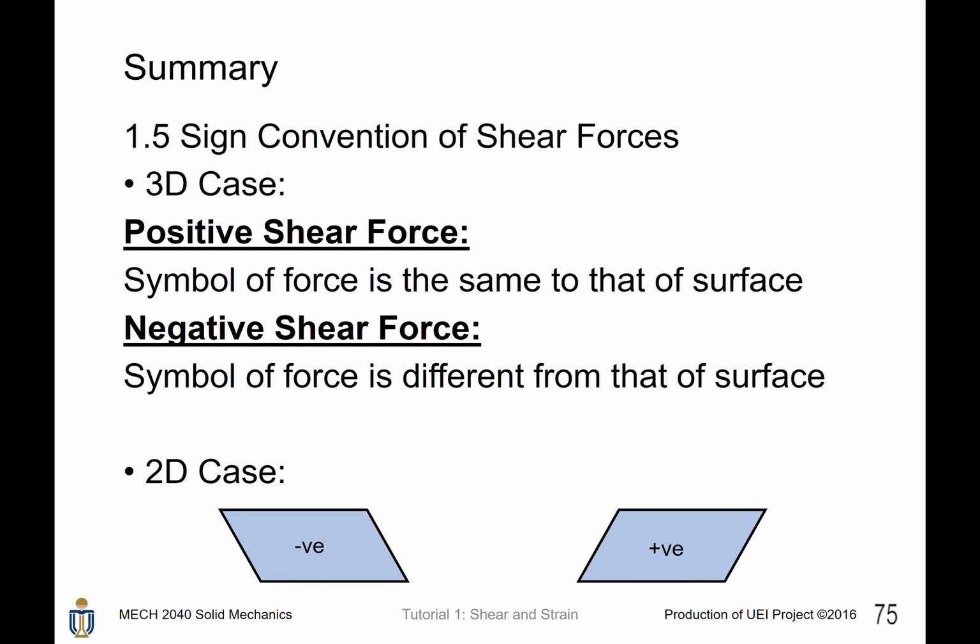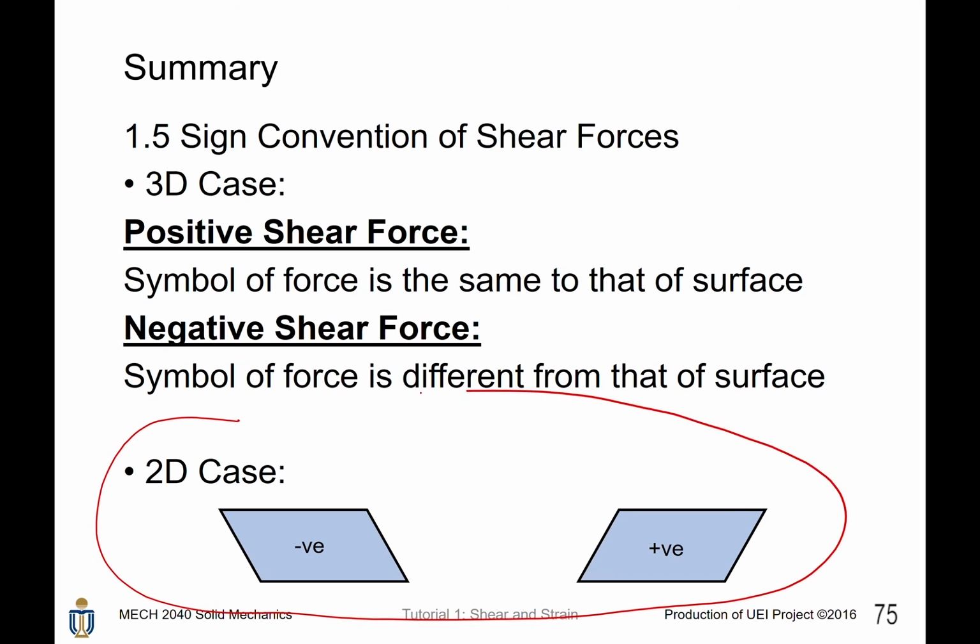Besides, we also discussed in detail about the sign convention of shear forces. In short, if the sign of force is the same as that of surface, it means that the shear force is positive. In another word, if the sign of force is different from that of surface, then the shear force is negative. And those two are the 2D case of sign convention of the shear strain. For the negative shear strain, there will be negative shear force. Similarly, for positive shear strain, there will be positive shear force.